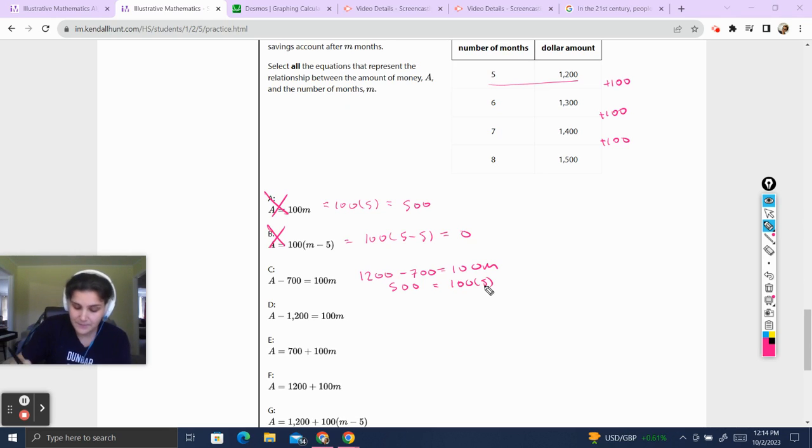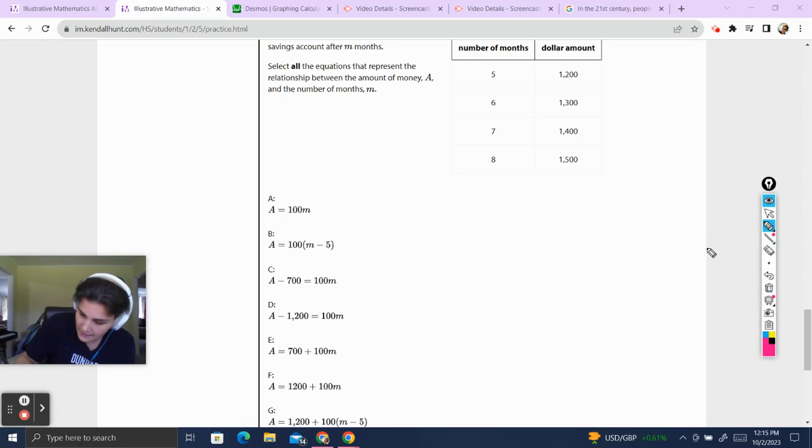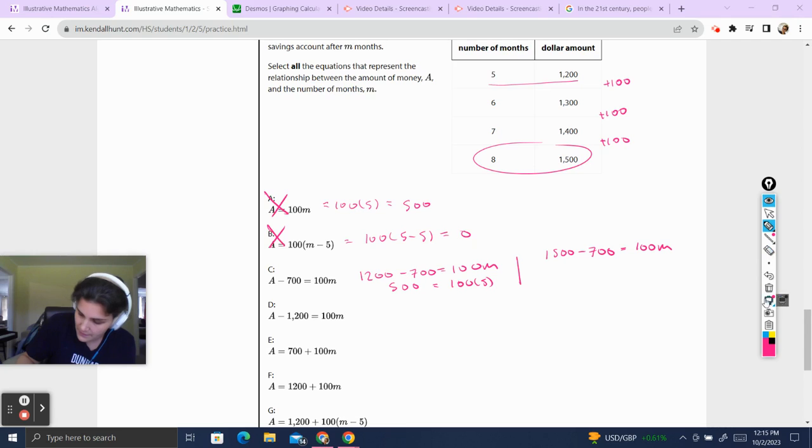And actually, let's go ahead and do it for 8 months. So we have 1,500 minus 700. Is that equal to 100 times M? Well, M in this case is 8 because we're talking about 8 months. So let's go ahead and say 8. And then we're going to have 1,500 minus 700 is 800. And that is equal to 800. So this looks like it is correct. And I'm going to circle it.